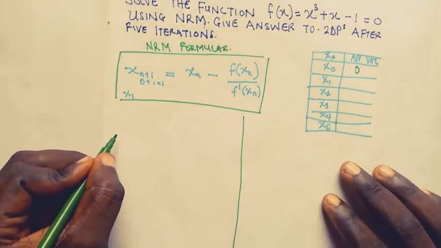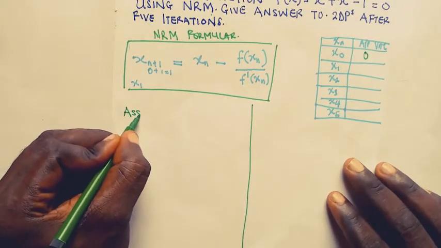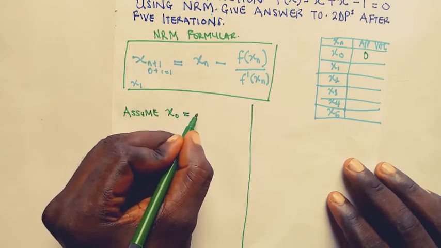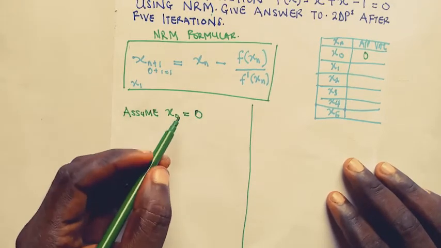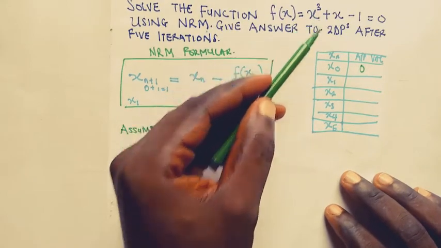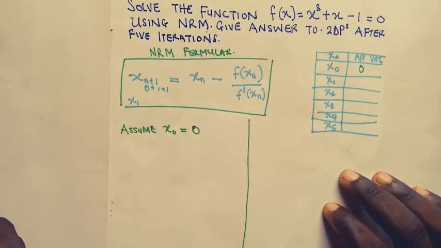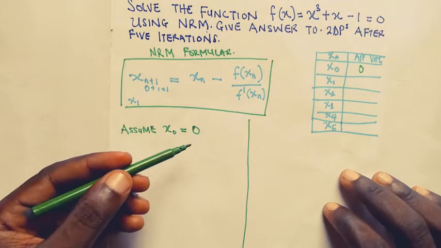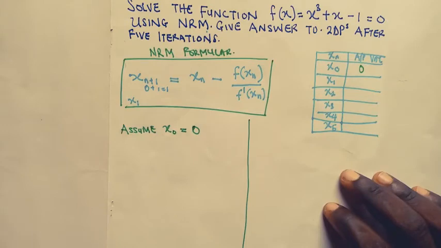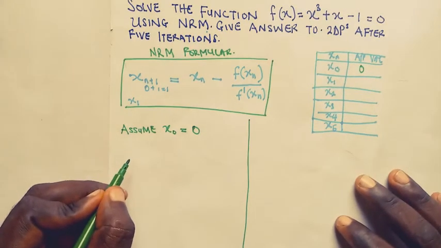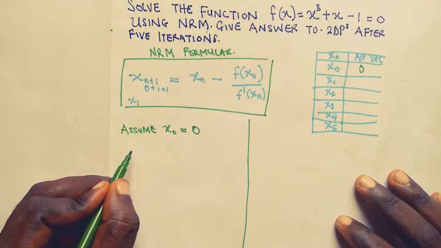So I just here say assume x naught to be equal to 0. That means what I'm trying to say here is that the root of this function, I'm assuming the root is 0. So that is an approximate root or a guessed root. So from here, I'm going to continue to perform iterations until I get to a good or a near accurate approximate of the root of that function.